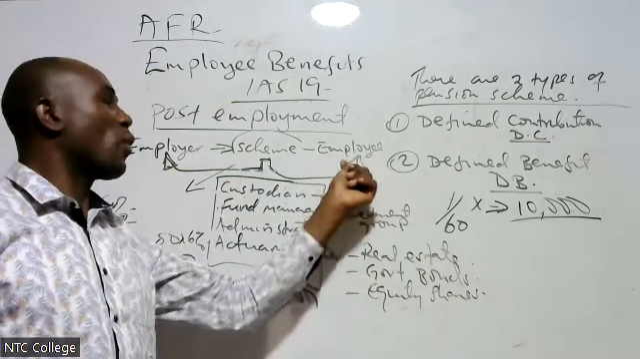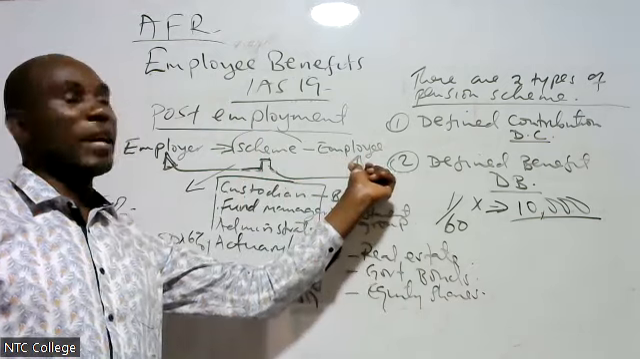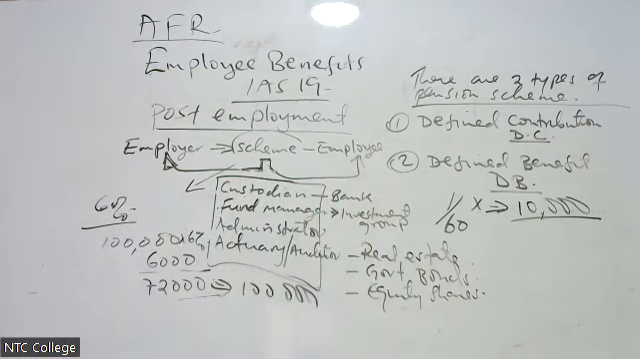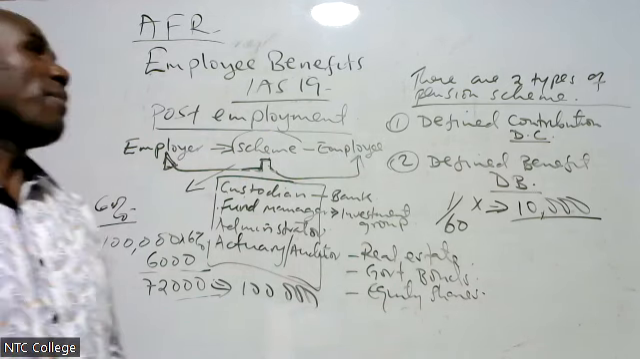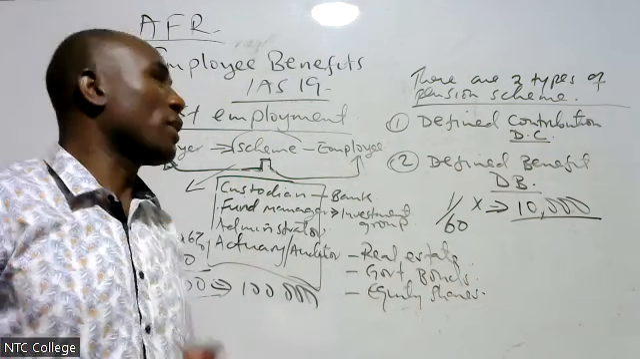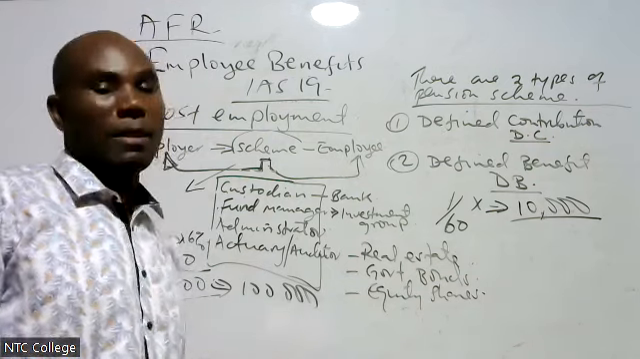If the scheme does very well, the benefit will go to the employee there. Therefore, that is the two types of pension schemes that we have available, this DC scheme and the DB scheme.